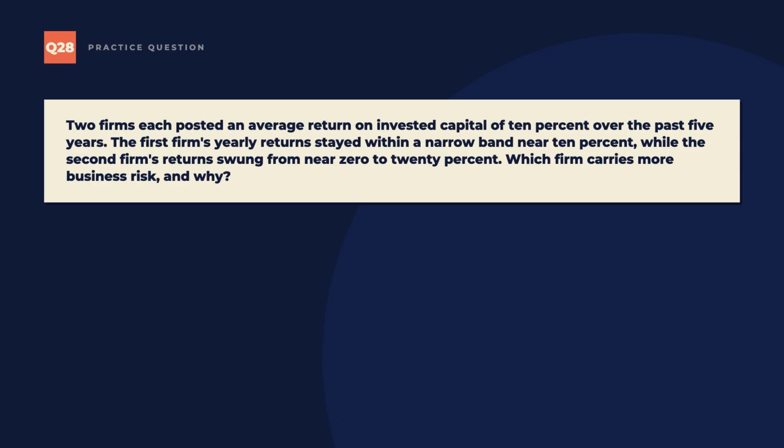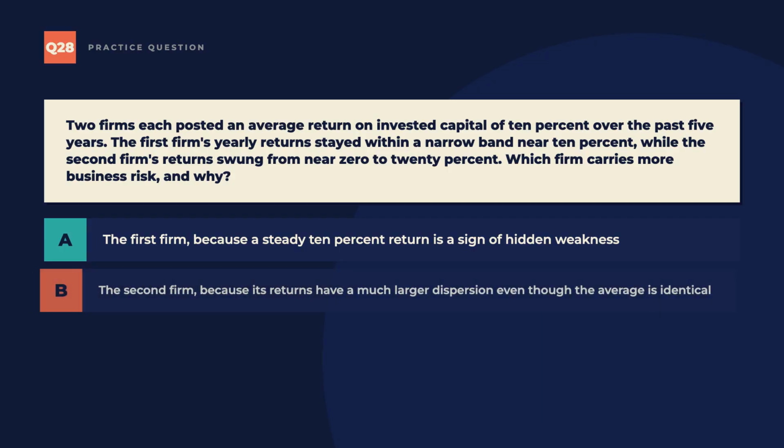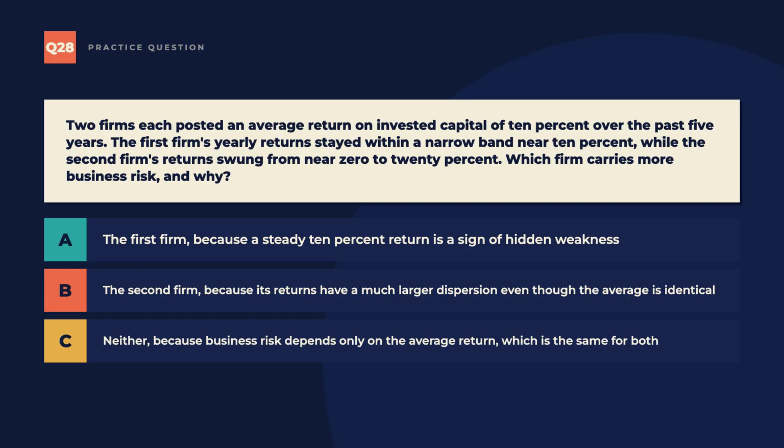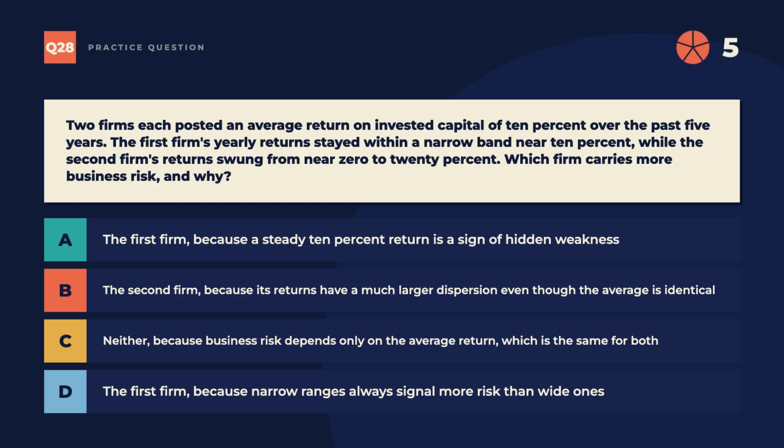Your options are: A, the first firm, because a steady 10% return is a sign of hidden weakness. B, the second firm, because its returns have a much larger dispersion, even though the average is identical. C, neither, because business risk depends only on the average return, which is the same for both. D, the first firm, because narrow ranges always signal more risk than wide ones. What's your answer? Commit to one before I continue.